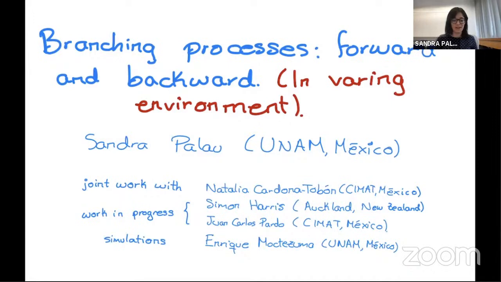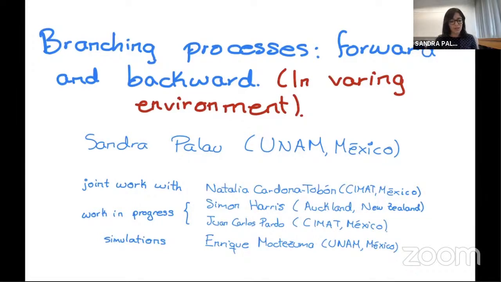What I'm going to present is part of a joint work with Natalia Cardona from CIMAT and part of a work in progress with Simon Harris and Juan Carlos Pardo. All the simulations that you are going to see were made by Enrique Moctezuma from UNAM. What we wanted was to construct the genealogy of a sample taken in the future in a branching process in varying environment.